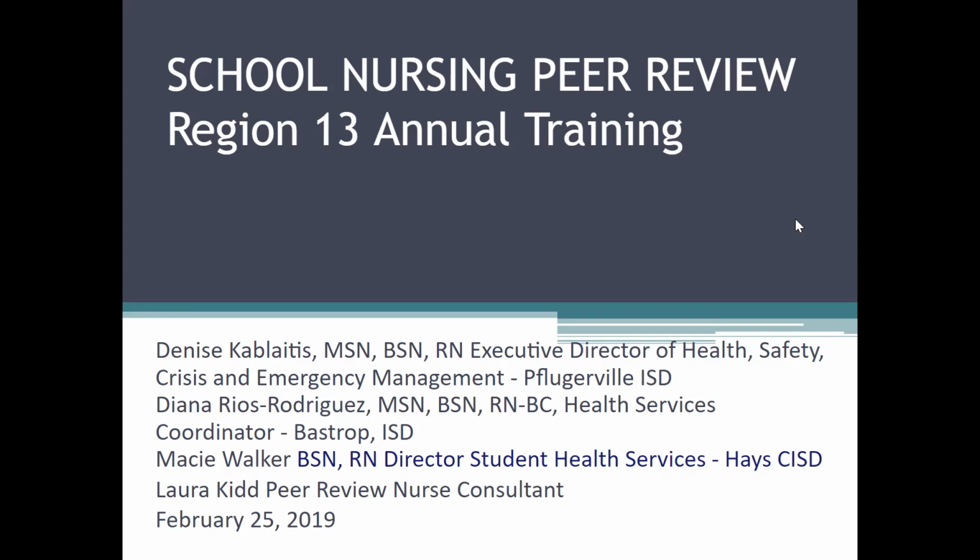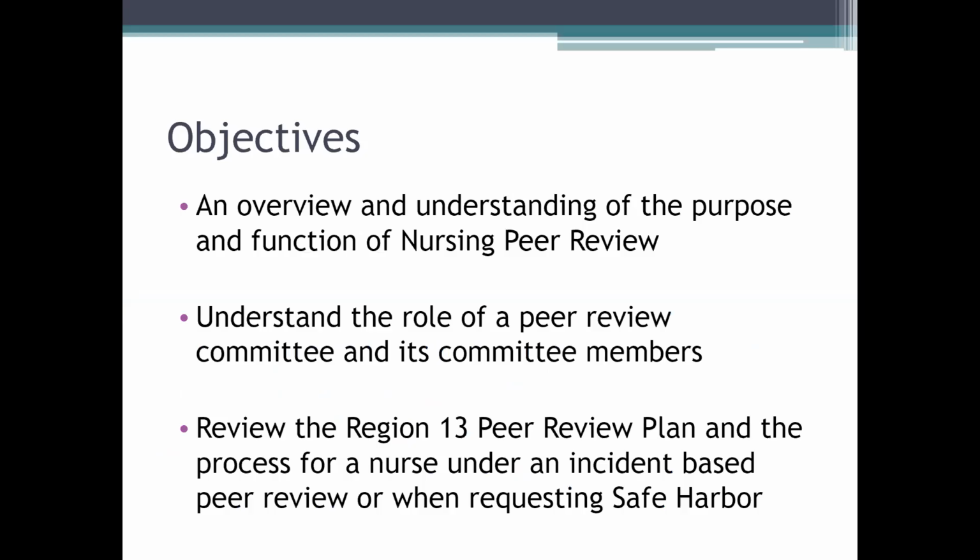We have 3 objectives. The first objective is an overview and understanding of the purpose and function of nursing peer review. To quote the Board of Nursing, the peer review rules are the most difficult to understand. Number 2, understand the role of a peer review committee and its committee members. Not only are the rules difficult to understand, but as school nurses, we practice in a highly autonomous environment. We are not in a structured, predictable setting.